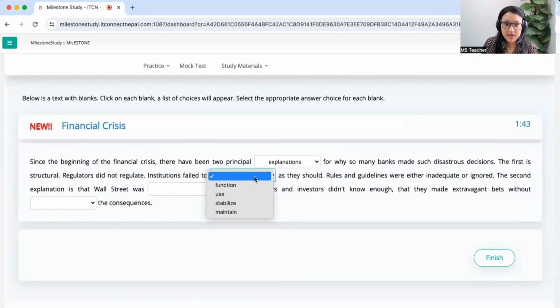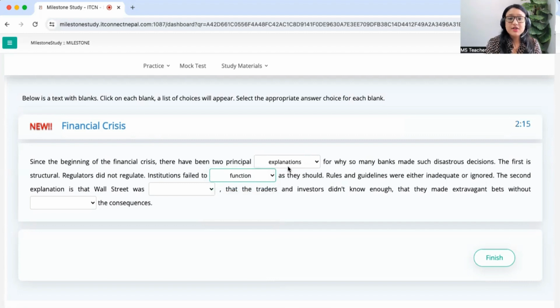I stabilize. What do you stabilize? I stabilize the company. I stabilize the country. Yeah. I stabilize the rules. I maintain. I maintain what? I maintain records. See? So all these three words are demanding an object. But function is a word which does not demand an object. Like I function. I function means I work. Function can be used as a verb, and this does not require an object. So that's why the right answer will be function.